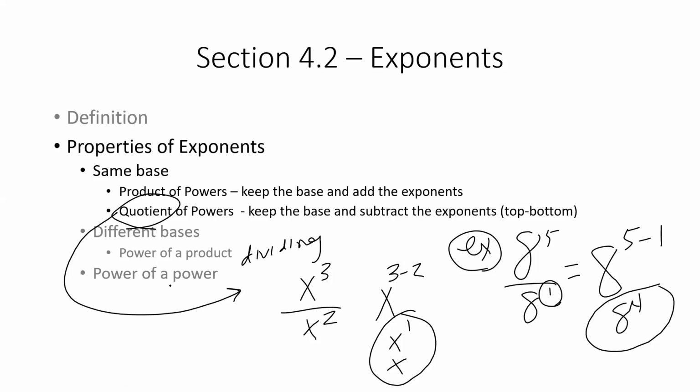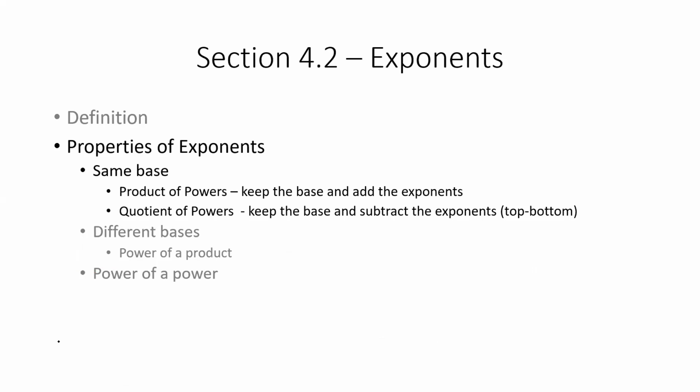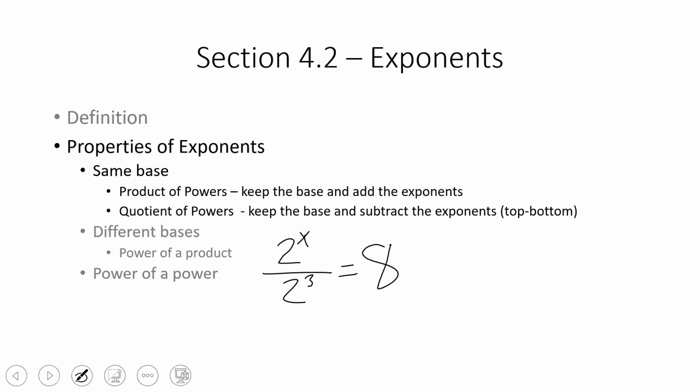I want to do one more example here. What if we had a problem like 2 to the x over 2 to the 3rd? So again, here you can probably figure we're going to determine the value of x. We have this equal to 8. Well, we know on the left side, we're going to keep that base and subtract the bottom from the top as far as exponents. And now it seems a little difficult, right? Because it's like, where do I go from here?